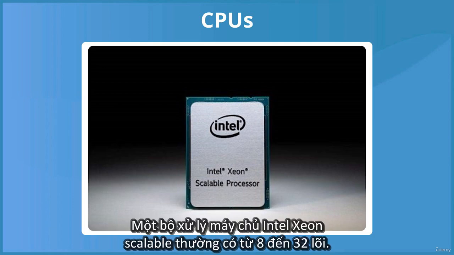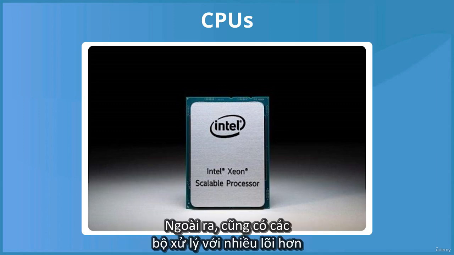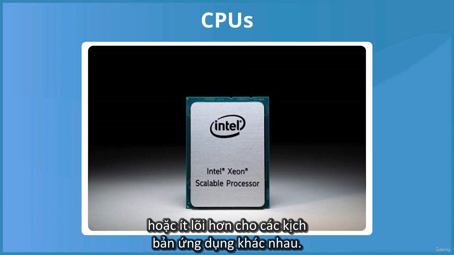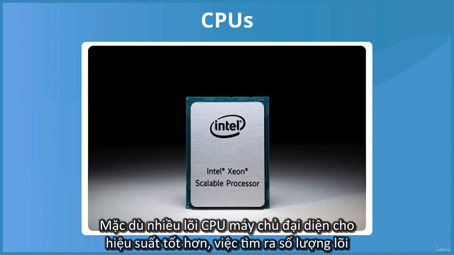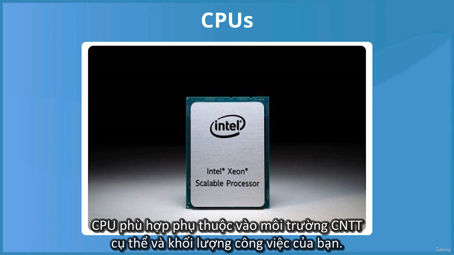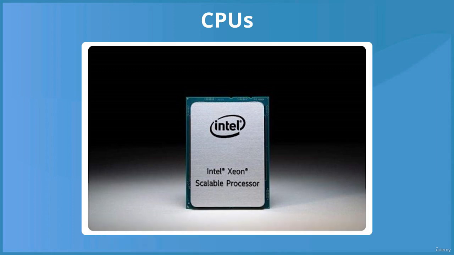An Intel Xeon Scalable server processor typically has 8 to 32 cores. Additionally, there are also processors with more cores or fewer cores for different application scenarios. Although more server CPU cores represent better performance, finding the right number of CPU cores depends on your specific IT environment and workloads.